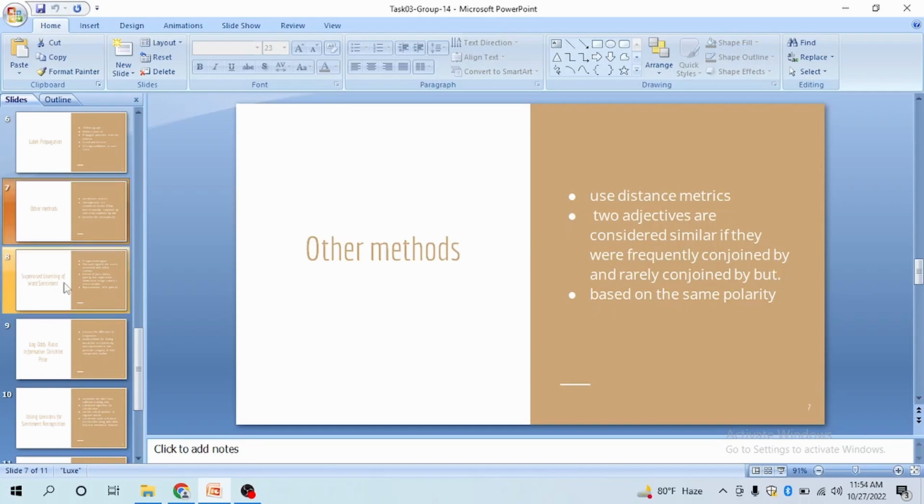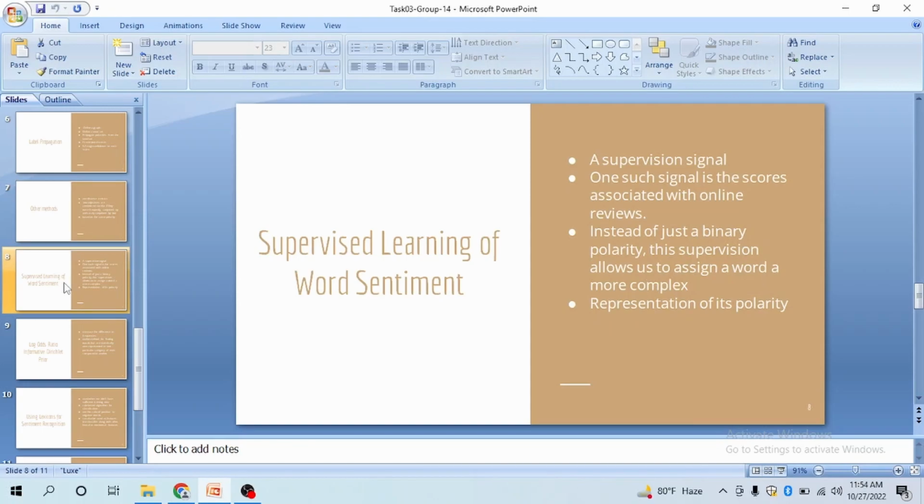Then we have, as our next, supervised learning of word sentiment. So it is a supervision signal. One such signal is scores associated with online reviews. Instead of just a binary polarity, this supervision allows us to assign a word a more complex representation of its polarity. So functions like likelihood or normalized likelihood, and many other functions of the count of a word occurring with a sentiment level have been used.